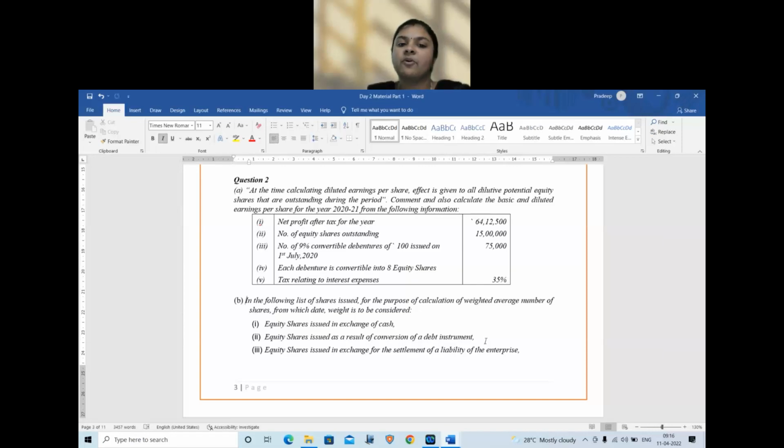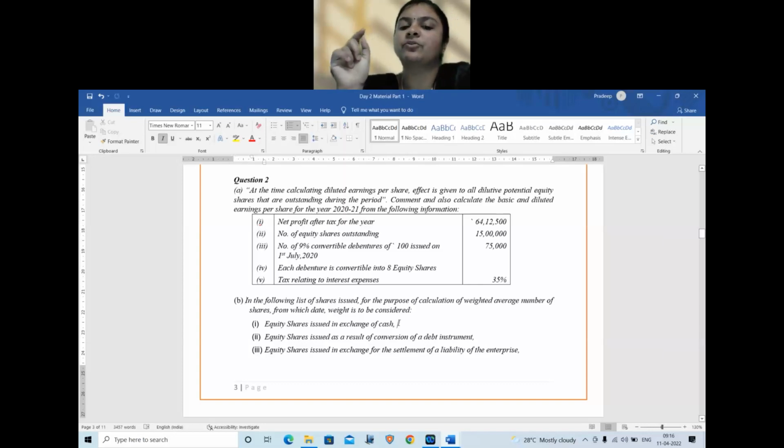Second, in the following list of shares issued for the purpose of calculation of weighted average number of shares, from which date the weight needs to be considered? The basic rule for EPS is weights will be taken from the date on which shares became outstanding or available. In the underlying pointer, you can remember from whichever date the share will become available, that will be the date for consideration. Now let's see each scenario.